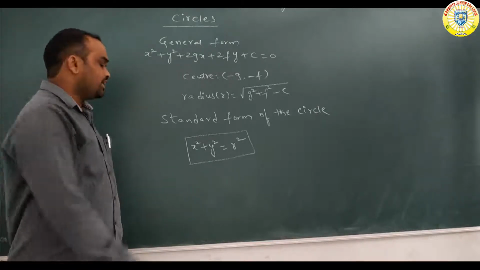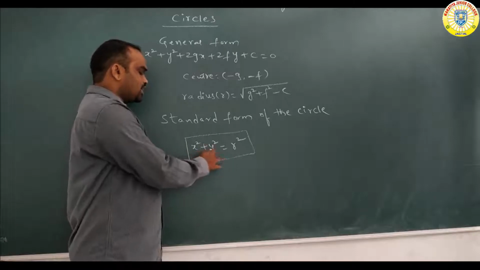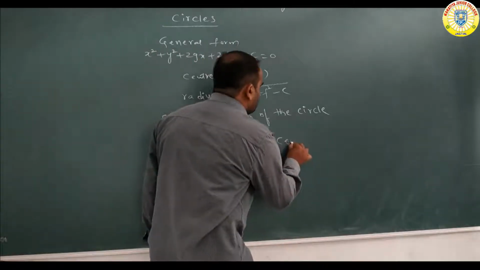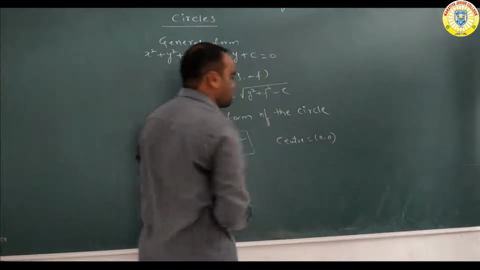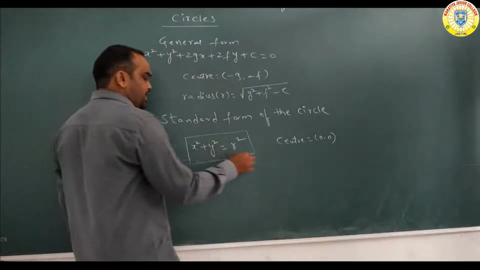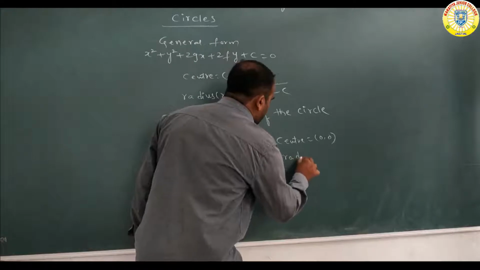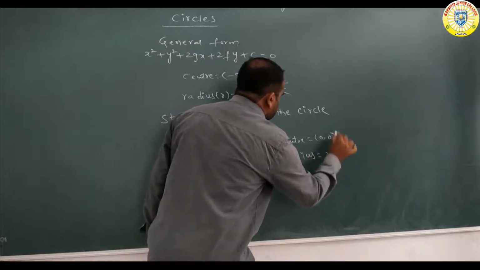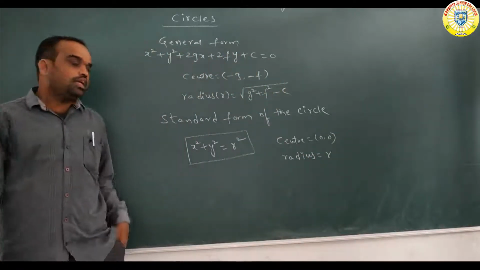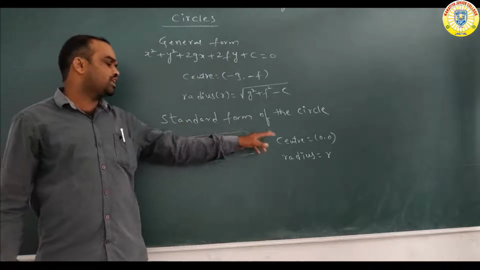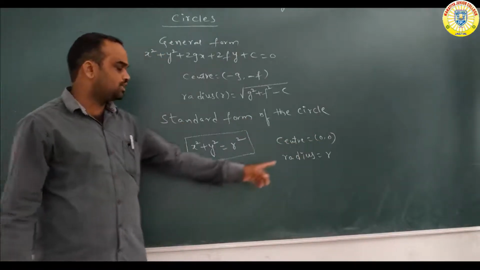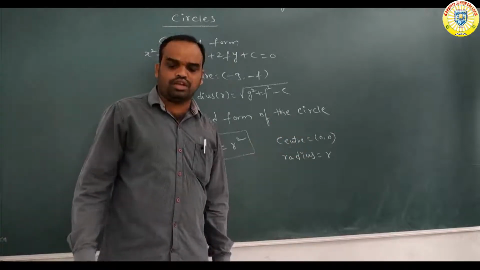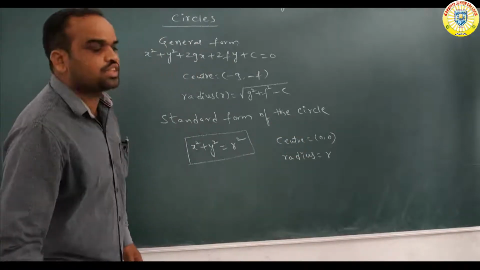Understand? Here in this one, what is the center? The center is 0 comma 0. Center of the circle is nothing but 0 comma 0. Here the radius is nothing but small r. In the standard form of the circle equation, the center must be 0 comma 0 and the radius is small r. Okay na? This we already discussed in the last class.